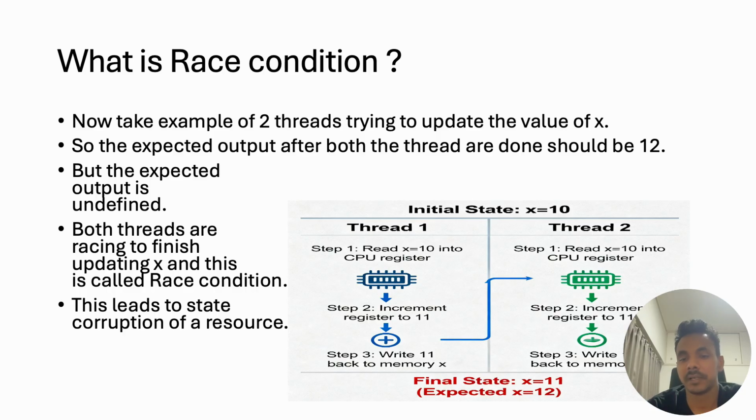So in simple terms, if someone asks what a race condition is: it is when two threads or two processes try to update the state of a resource. It can be a variable, it can be memory, or it can be a file, or it can be anything. If they try to update the state of a particular resource at the same time, and the update operation is not atomic, then the output of that particular operation is going to be undefined, and that's called race condition.